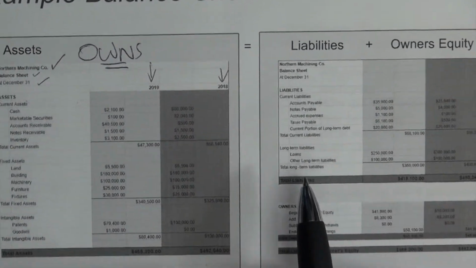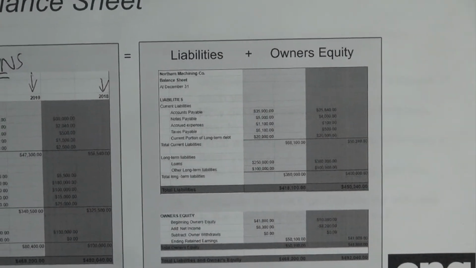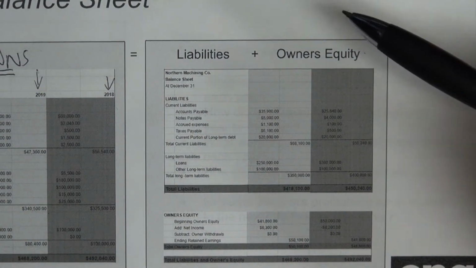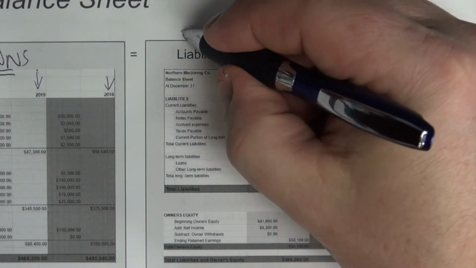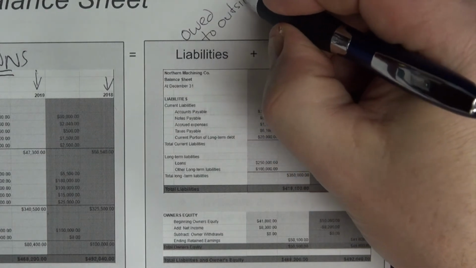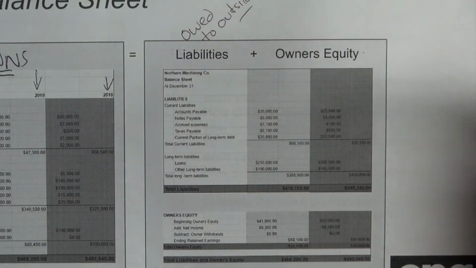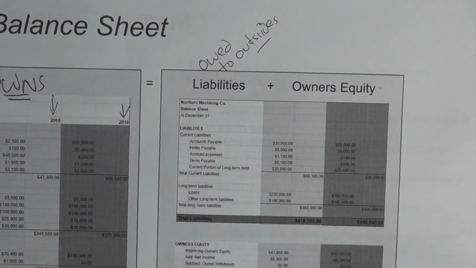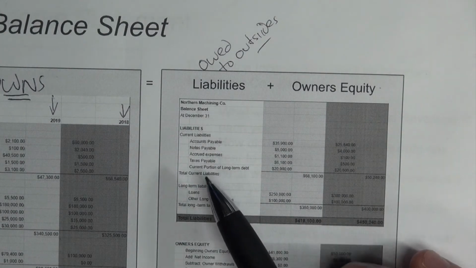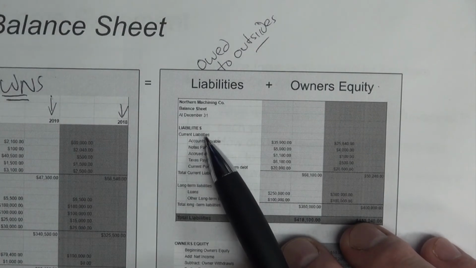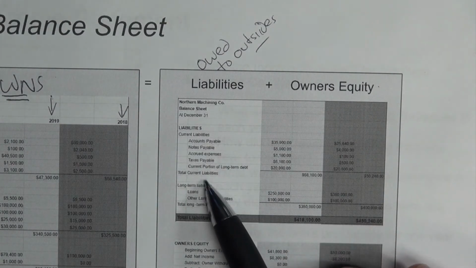The opposite side of the balance sheet is made up of two distinct categories: liabilities and owner's equity. Liabilities are monies that are owed to outsiders. What I mean by outsiders is these are people who don't own the business. These are outsiders of the business that this company owes money to. Looking at liabilities, we have current liabilities, which are, again like current assets, ones that are coming due within 1 year.